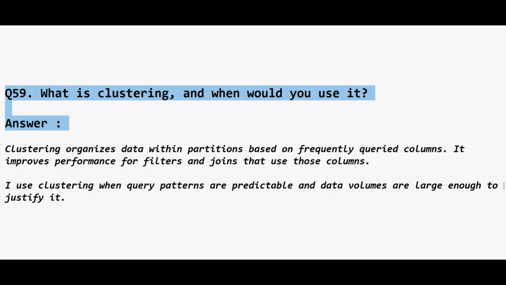Question 59. What is clustering, and when would you use it? Answer. Clustering organizes data within partitions based on frequently queried columns. It improves performance for filters and joins that use those columns. I use clustering when query patterns are predictable and data volumes are large enough to justify it.